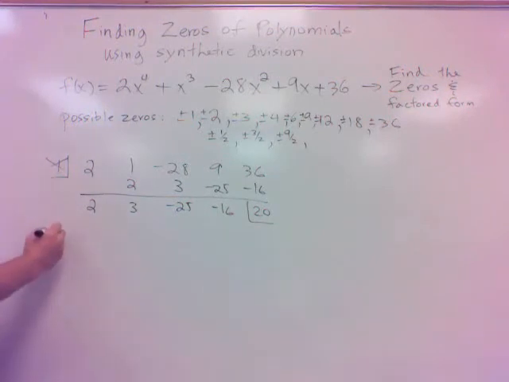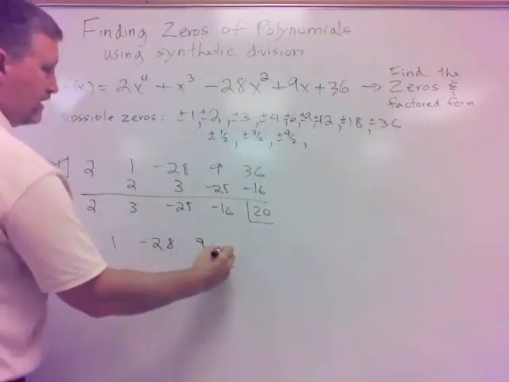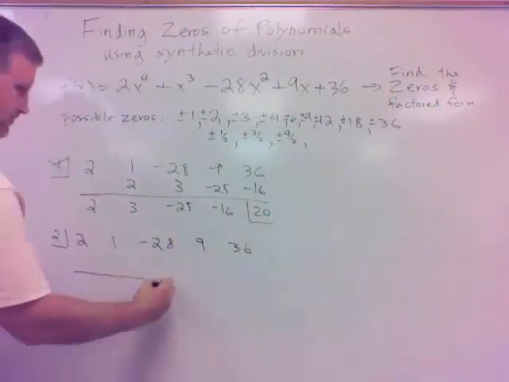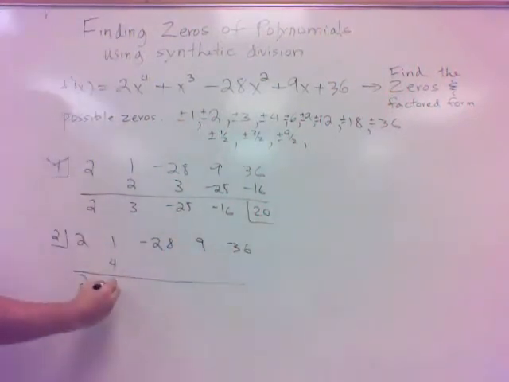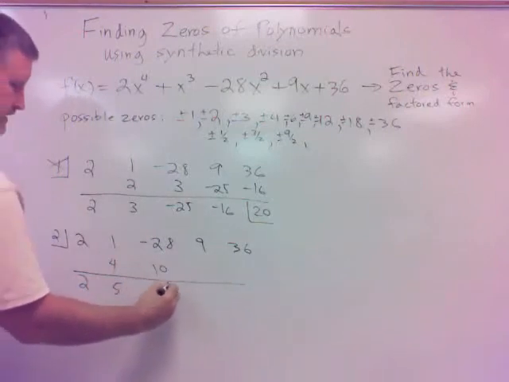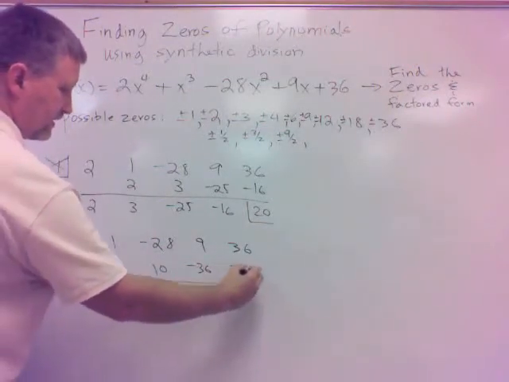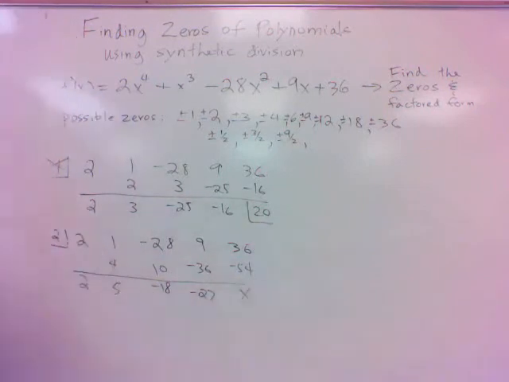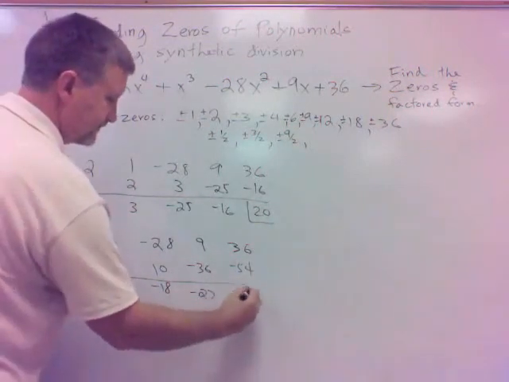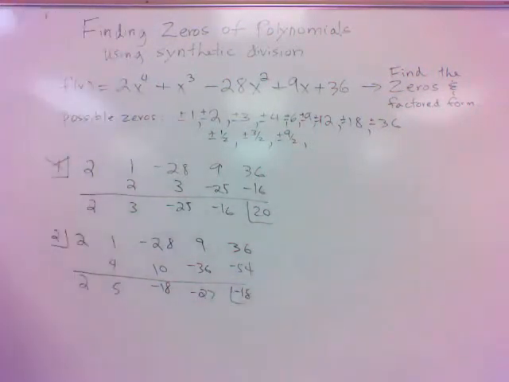Try 2. 2, 1, negative 28, 9, and 36. 2, 4, 5, 10, minus 18, minus 30. Doing these quickly. Oh, good, it's minus 18. So your second choice may not work. Let's go to 3.